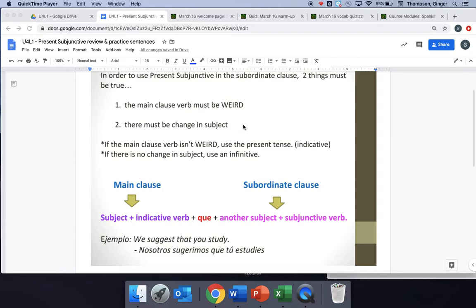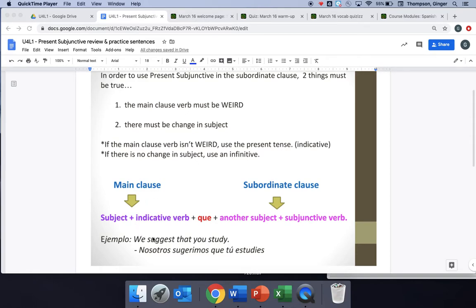Okay? Let's look at what happens if these two requirements are not met. Remember that if your main clause verb is not WEIRDO, then you just get to use the regular present tense, or what's called the indicative tense. Secondly, if there's no change in subject, then you just get to use an infinitive form of the verb, okay? Infinitive means the unconjugated form of the verb.